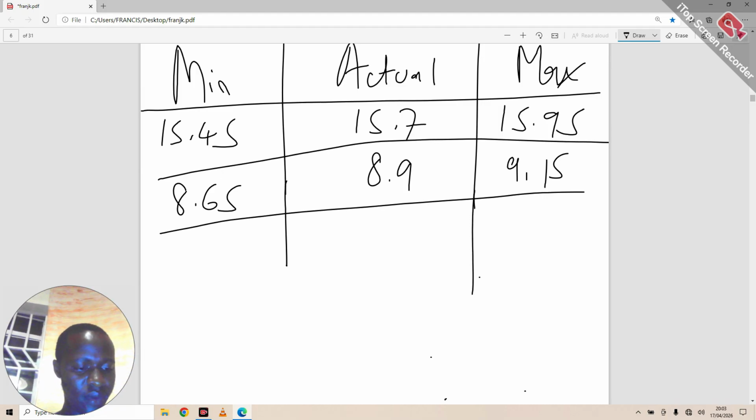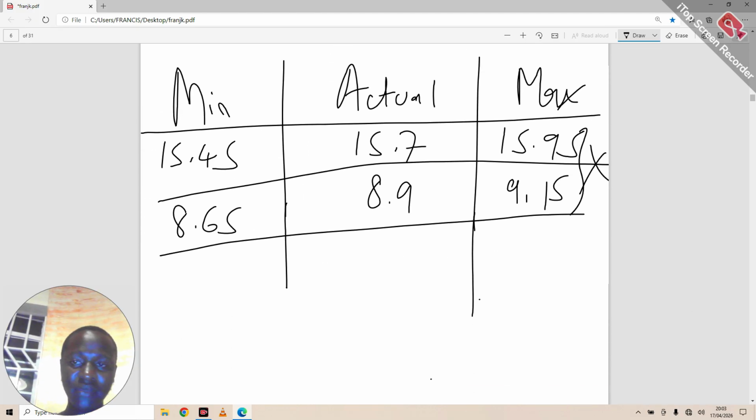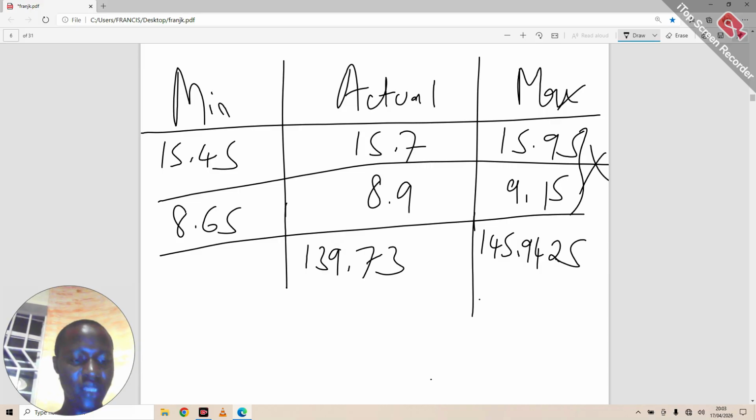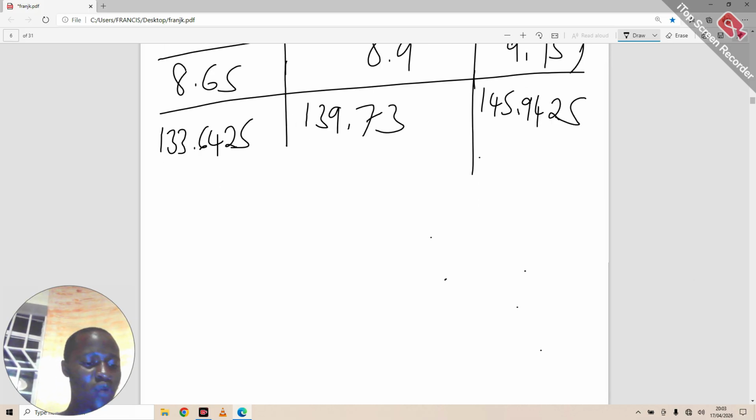So after having those, remember this is a rectangle, so we shall multiply. 15.95 times 9.15 gives us 145.9425. 15.7 times 8.9 gives 139.73. 15.45 times 8.65 gives 133.6425. So guys, how do I get percentage error?